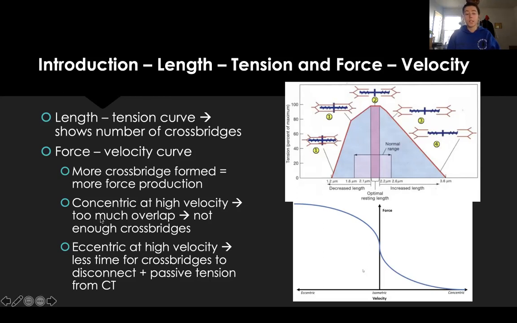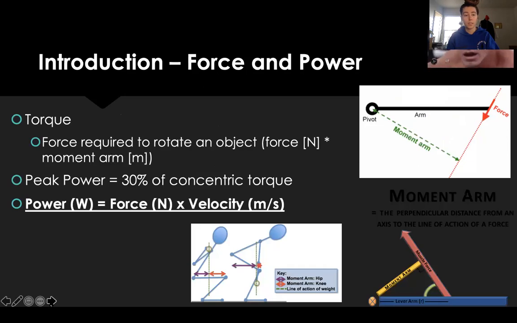Concentric at high velocity: not too much overlap, not enough cross bridges. Eccentric, high velocity: less time for cross bridges to disconnect, passive tension. Yeah, basically what I was talking about.